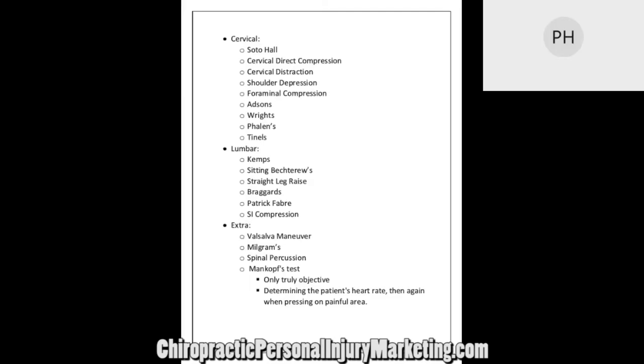By the way, just so you know, Mankoff's test is the only objective orthopedic test. It's basically getting their heart rate and then pressing on the painful area and testing their heart rate again. And the heart rate goes up if it's painful due to an autonomic reflex. That is 100% objective. And it says, yes, we've got pain here.